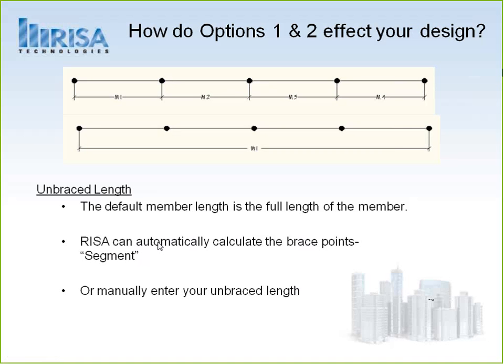Or you can manually enter in your unbraced length. That's something you can tell the program for maybe purlins, for example, that are not on nodes, they're coming in at 4 foot on center or 2 foot on center. We can adjust that to be exactly what we want it to be, as an unbraced length of 2 feet.